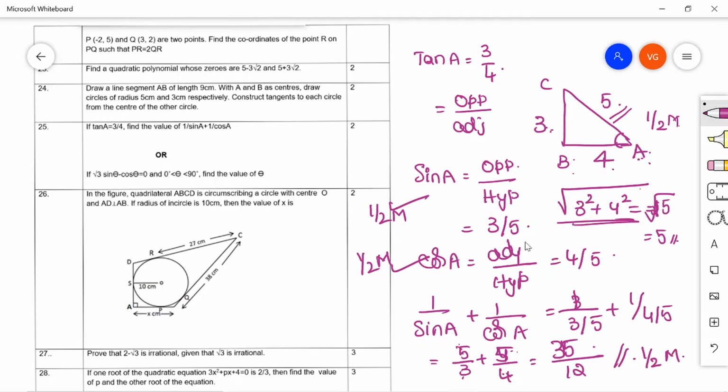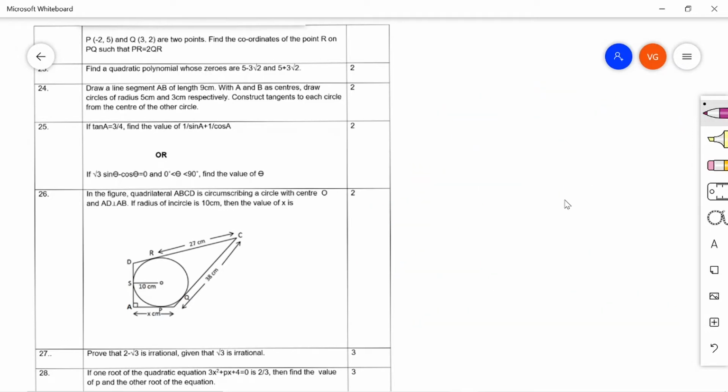The other question, question number 25, is: if root 3 sin theta minus cos theta is equal to 0 and theta is less than 90 degrees, that means theta is an acute angle, find the value of theta. So root 3 sin theta minus cos theta is equal to 0. So we'll do one thing. Let us divide this full thing by cos theta.